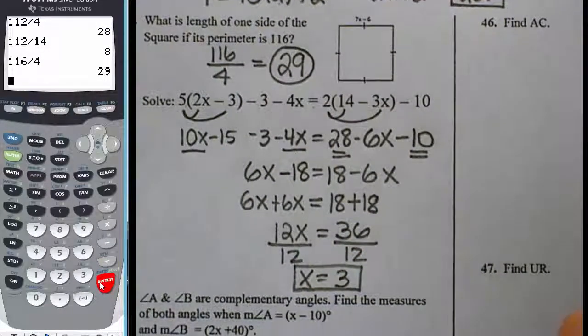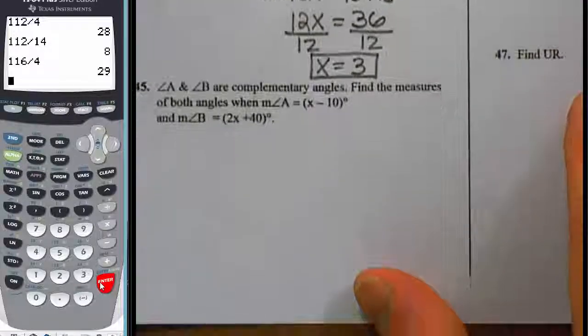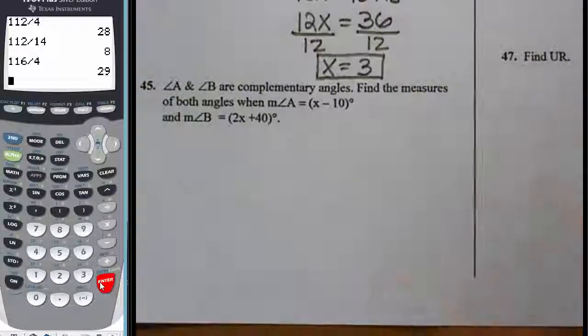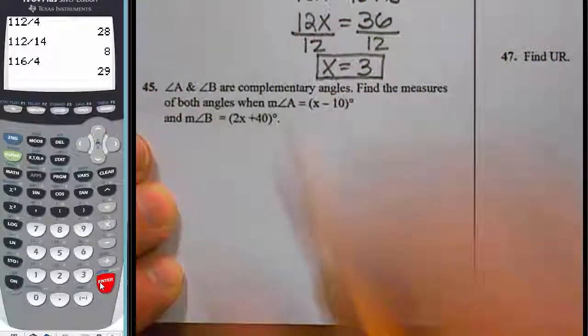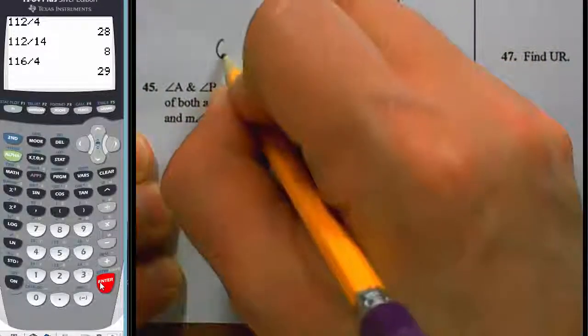Alright, let's go on to the next problem. The next problem talks about complementary angles. Remember, the test could ask about complementary or supplementary. Complementary means 90 degrees.